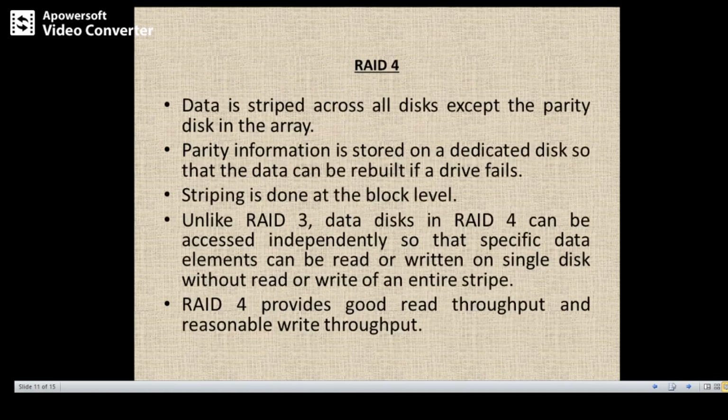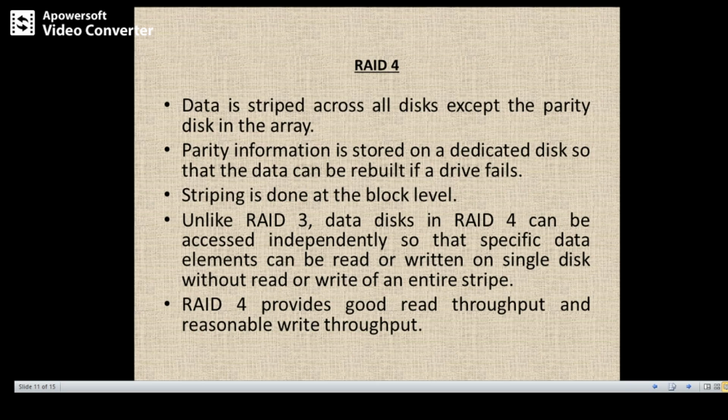So next is RAID 4. Data is striped across all disks except the parity disk in the array. Parity information is stored on a dedicated disk so that the data can be rebuilt if a drive fails. Striping is done at the block level. Unlike RAID 3, the data disks in RAID 4 can be accessed independently.